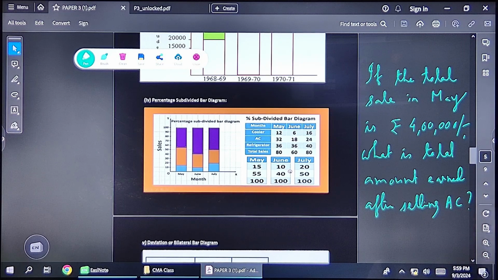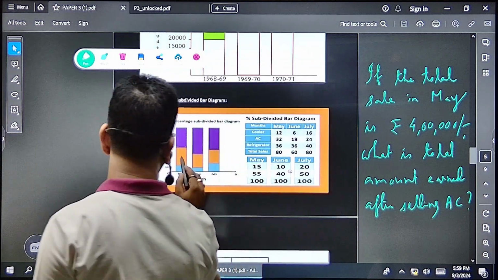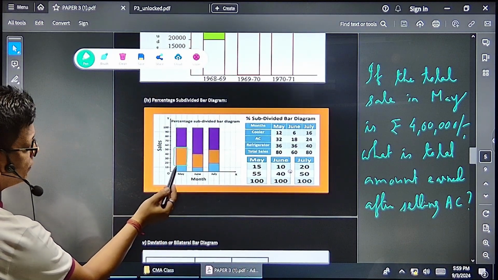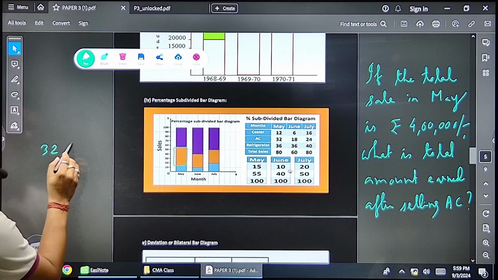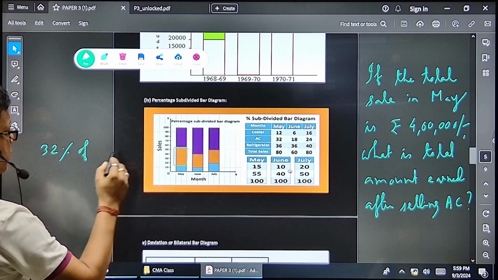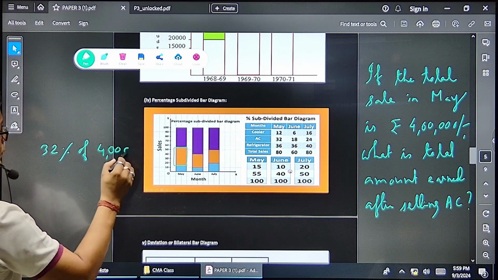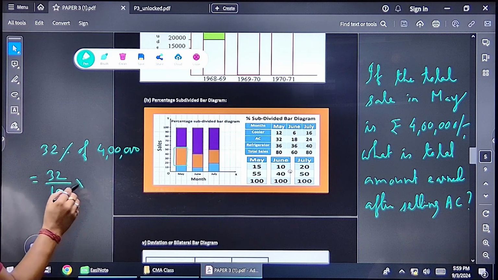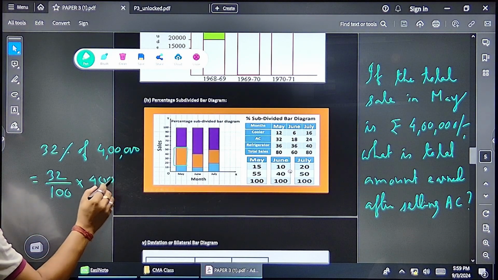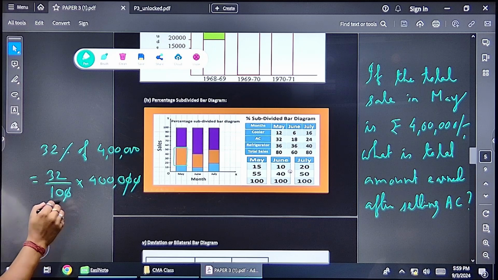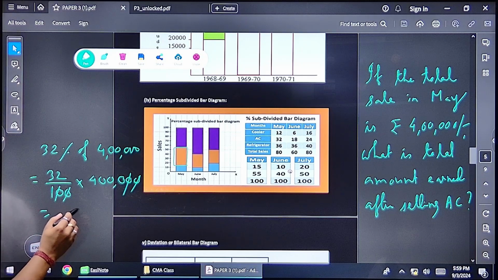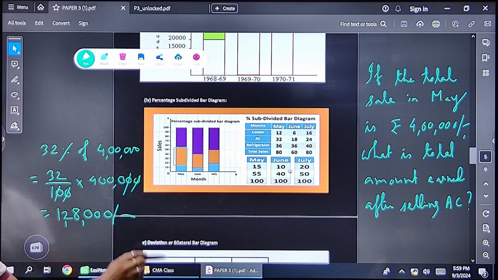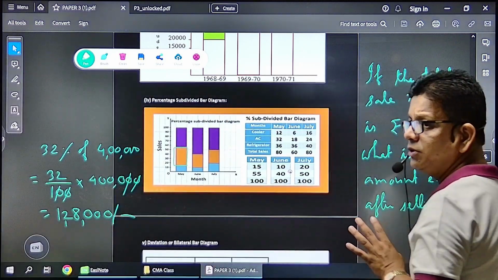It's a very easy one. It's a concept of percentage only. The percentage for AC is 32. Yes or no? So what you have to do is just take 32% of that 4 lakhs. I hope you all know how to find it out. 32 out of 100. So it is 4 lakhs. Just cancel the zeros and multiply this number. This is 128, then 0, 0, 0. So 1,28,000 rupees.